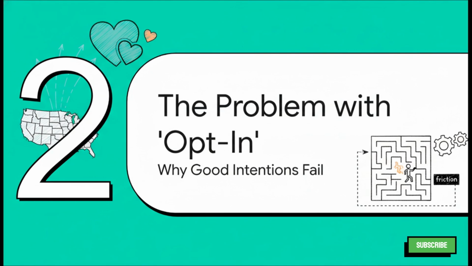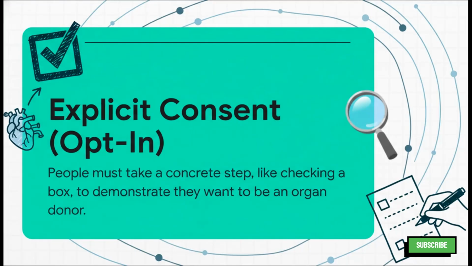Well, to figure that out, we've got to look at the system used in most of the US. It's a system that actually banks on our good intentions. But as we're about to see, good intentions, they just don't stand a chance against even the tiniest bit of effort or paperwork. The system is called explicit consent, but you probably know it as opt-in. What it means is that the default setting for everyone is no, I'm not a donor. To become one, you have to actively do something. You have to check that box at the DMV, sign a form, and make it happen.